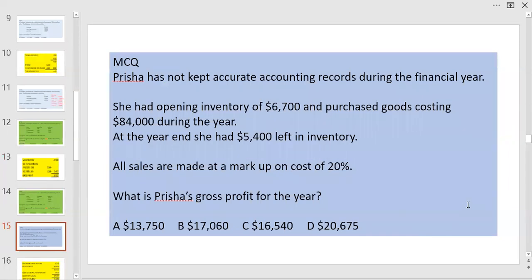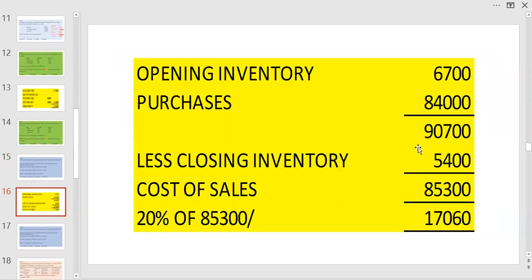The next MCQ, Trisha has not kept accurate accounting records during the financial year. She had an opening inventory of 6,700, purchased goods costing 84,000 during the year. At the year end, she had 5,400 left in the inventory. All sales are made at a markup on cost of 20%. Here again, they want us to calculate the profit by adding the purchases to opening inventory and deducting the closing inventory. Cost of sales is arrived at. The 20% ratio is calculated. The answer is 17,060, which is B.